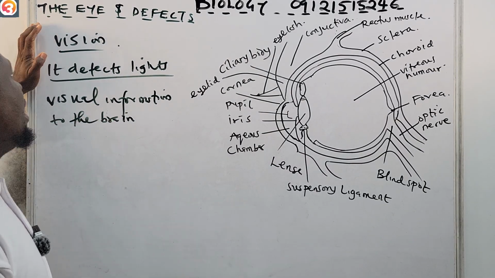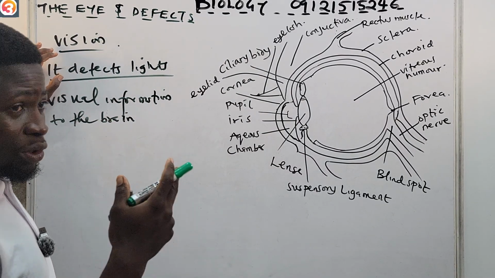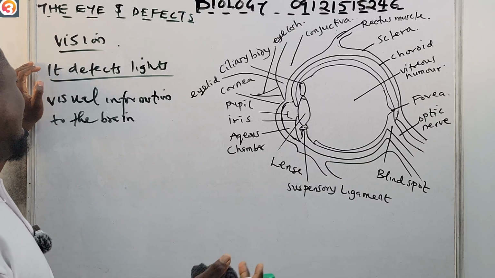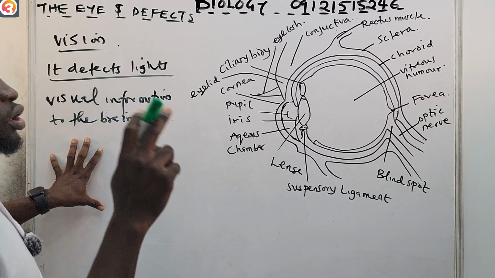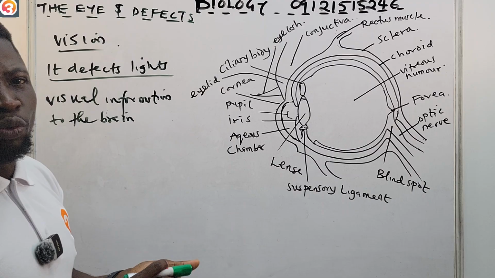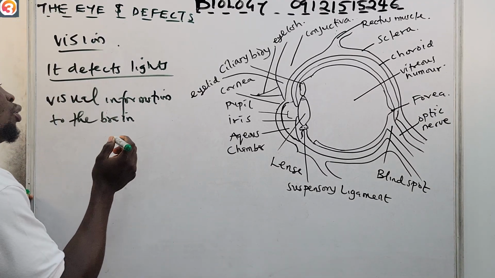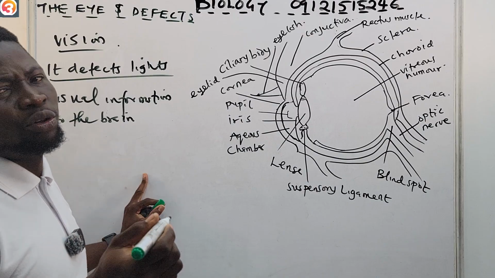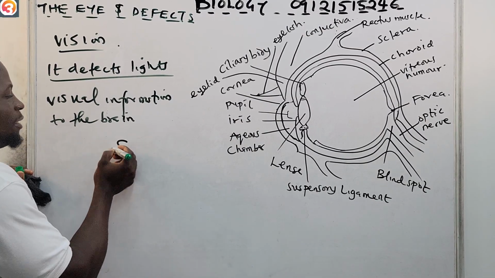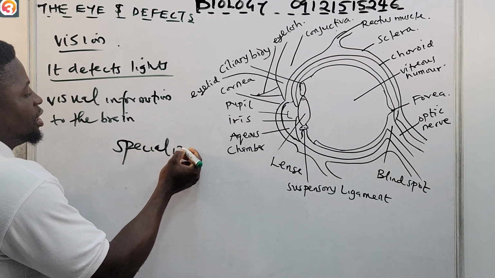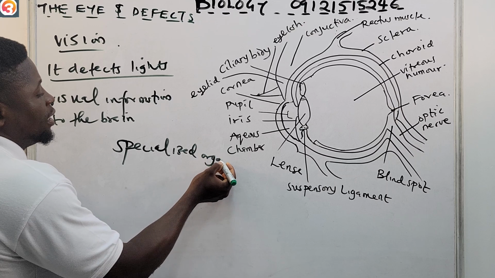It detects light. That's what your eye does, detect light. And once it detects light, it sends the visual information to the brain, allowing us to see. So the eye is a specialized organ capable of receiving visual information. A very important organ.